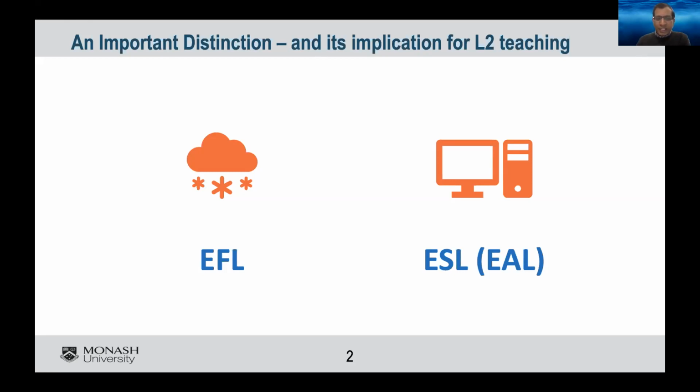So an Indonesian student who is learning English in Indonesia is EFL. But the same student, when they come to Australia, which is an English-speaking country, would become an ESL student, English as a second language, because English is the main language in Australia. In Australia, we don't say ESL, we say EAL, which stands for English as an additional language.